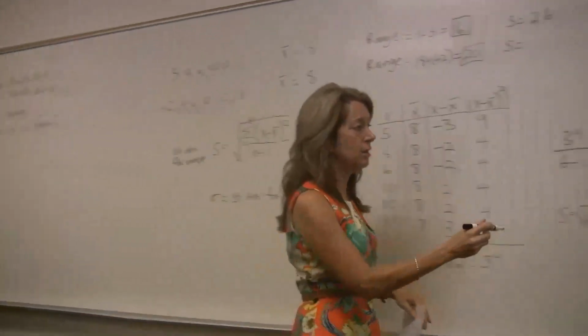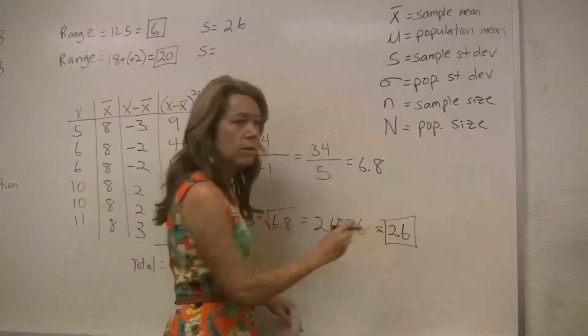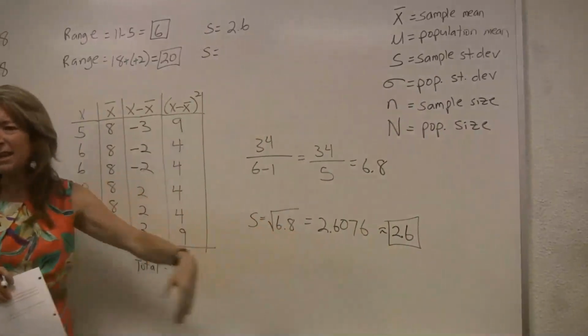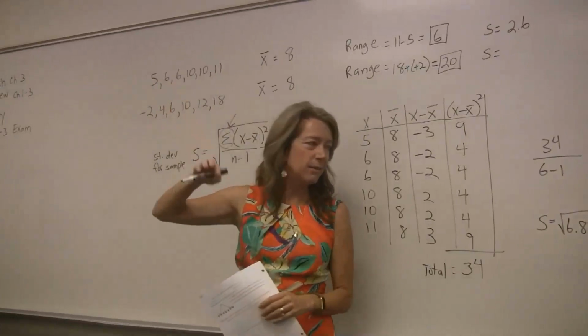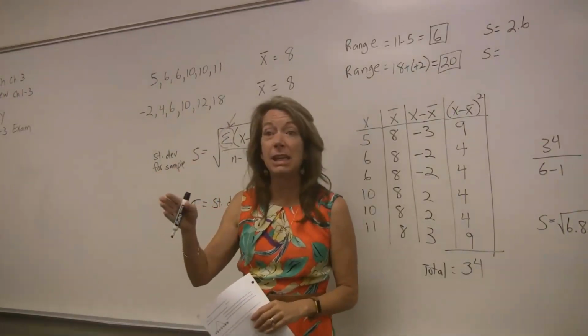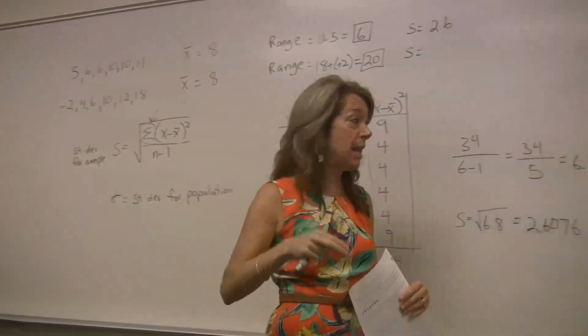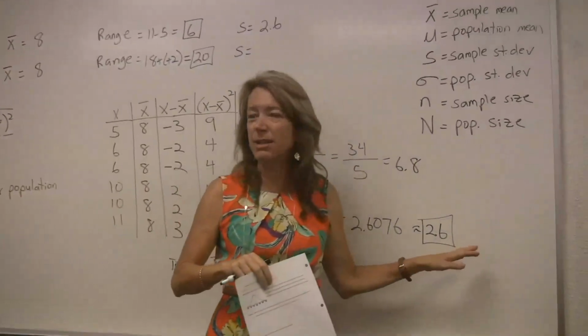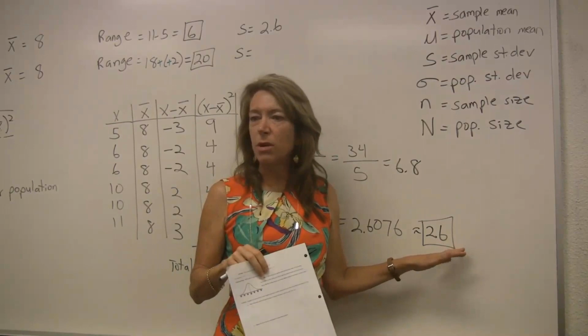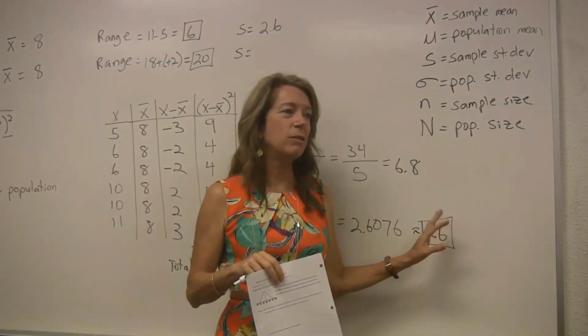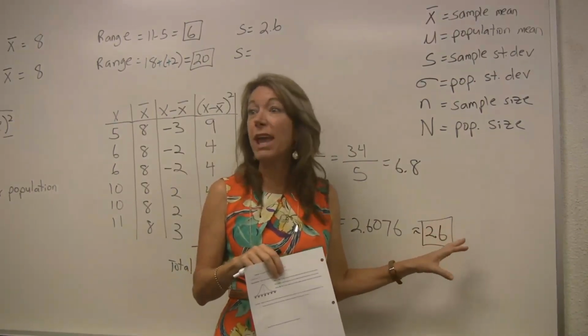Other questions? So let's interpret this. This says that on average, most of these numbers in my list are around 2.5 away from the mean. Let me say that again. It's 2.6 really, but I just said 2.5 when I'm speaking. On average, most of the numbers in my list are about 2.5, 2.6, away from the mean.